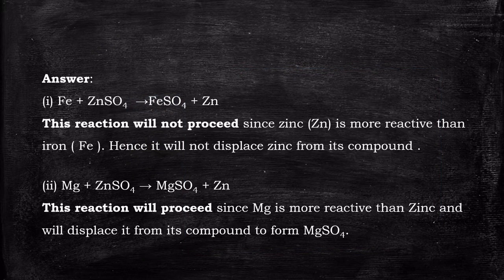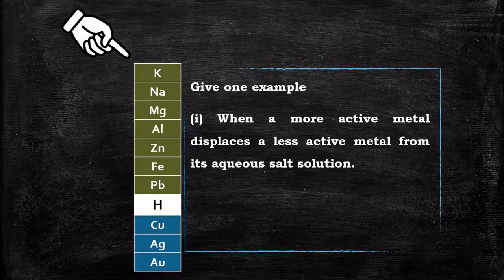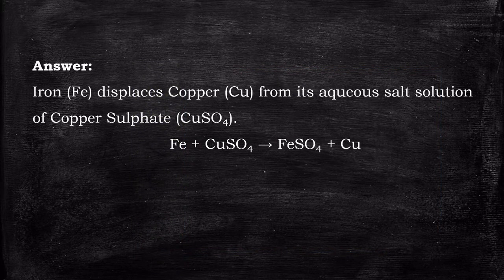This next question: give one example in case of the following reactions, when a more active metal displaces a less active metal from its aqueous salt solution. To answer this, we can use one of the reactions we already talked about earlier: iron displaces copper from its aqueous solution of copper sulfate, that is Fe plus CuSO4 gives FeSO4 plus Cu.